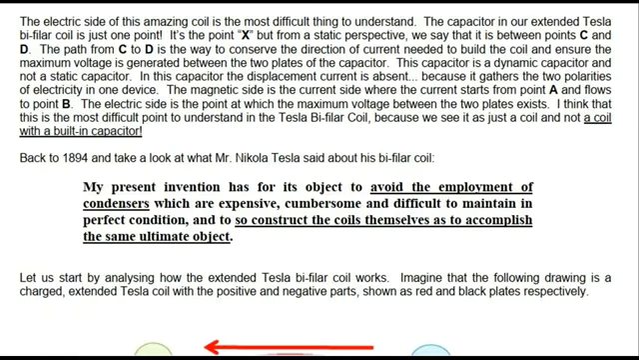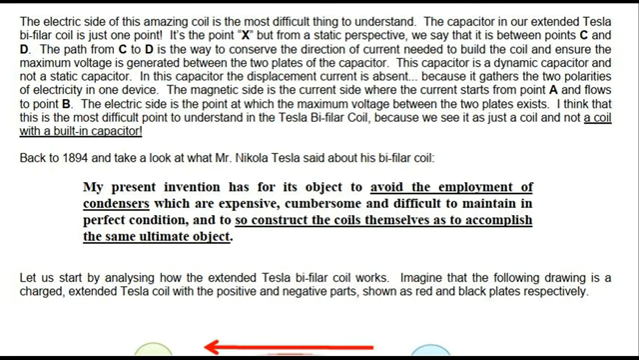The electric side of this amazing coil is the most difficult thing to understand. The capacitor in our extended Tesla bifilar coil is just one point. It's the point X, but from a static perspective, we say that it is between points C and D. The path from C to D is the way to conserve the direction of current needed to build the coil and ensure the maximum voltage is generated between the two plates of the capacitor. This capacitor is a dynamic capacitor and not a static capacitor. In this capacitor, the displacement current is absent, because it gathers the two polarities of electricity in one device.